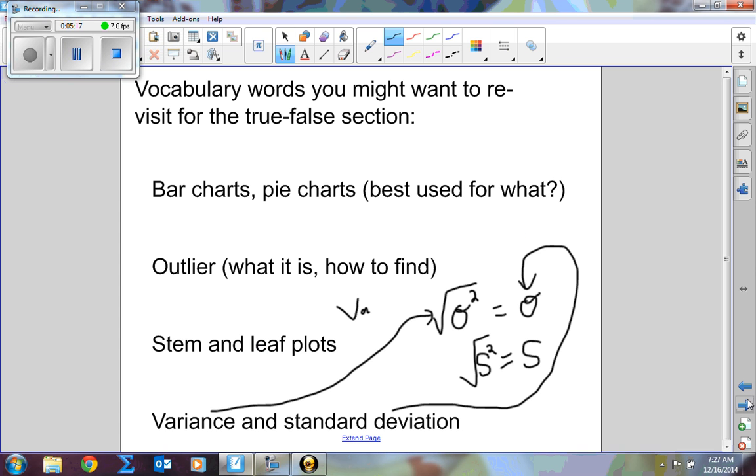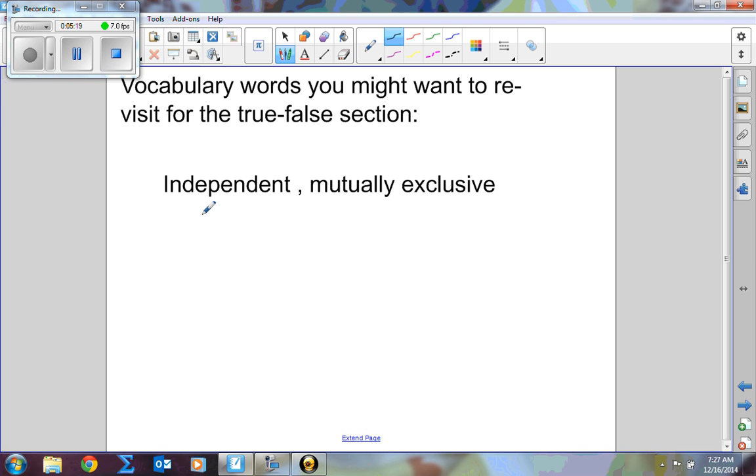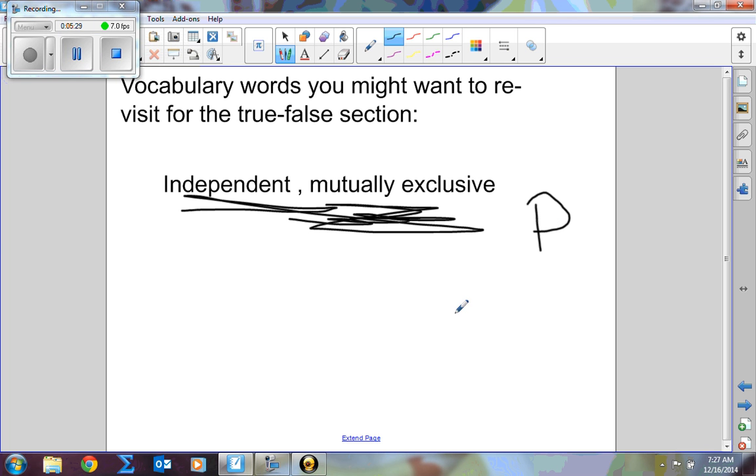Let's see what other fun things we have. Independent and mutually exclusive. These are things that we just talked about in chapter 5 with our probability. So give a visit to those things. And that doesn't cover everything that's in the true false section. It's just about everything that's in the true false section. Some are questions that I couldn't really give you without giving you the question. And of course we don't want to have the questions before the test. That's not good.